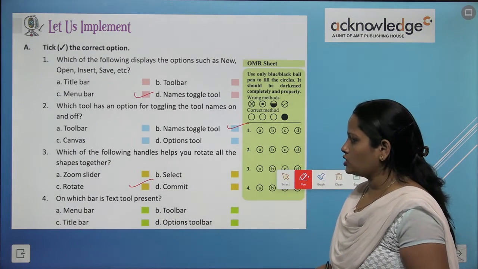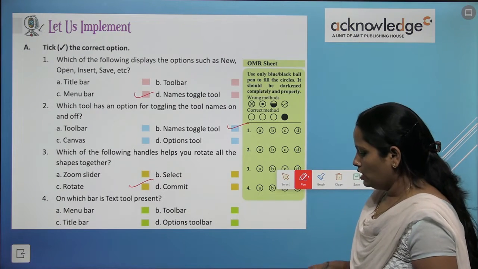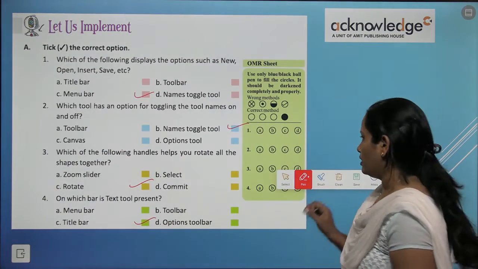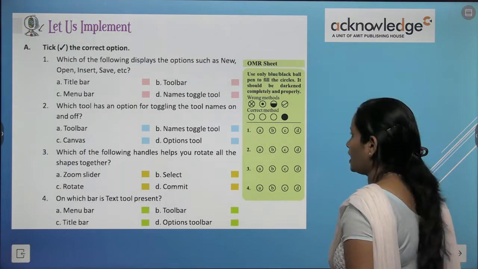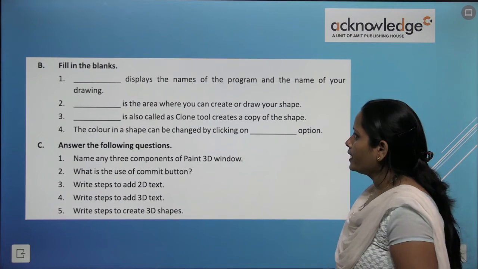And the last one is on which bar is text tool present. So where is the text tool present? It is present on the title bar. So these are the answers, children. Now let's quickly come to the fill in the blanks.